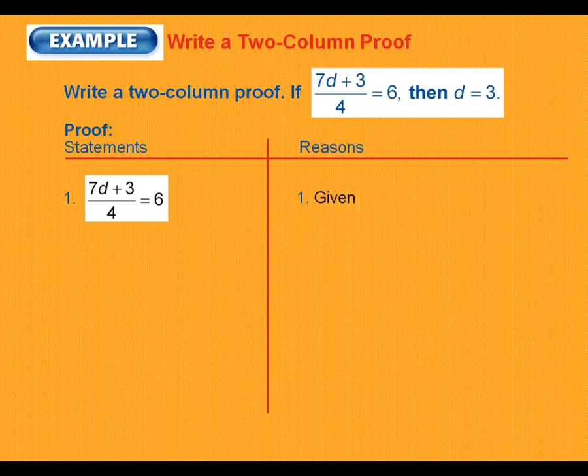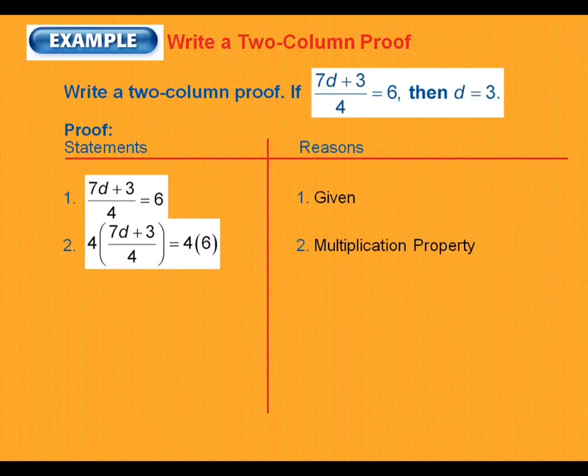So to undo a division by 4, what do you do to both sides? Multiply by 4, okay? So the next one you would have is the multiplication property. Now, if you actually multiplied and then wrote multiplication property, that's fine. In this example, I'm doing it where you write substitution to simplify each step. So for example, if here you would have written 7D + 3 = 24 and then wrote multiplication, that's okay.